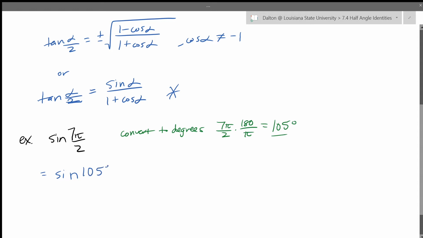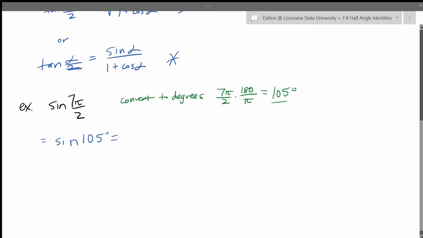Now, the sine of 105 degrees is equivalent to, instead of writing 105, the sine of 210 divided by 2. If we double 105, not to be confused with the double angle identities, we get 210. So 105 is a half angle. That's the idea, right? It is half of 210, and 210 is on our unit circle.